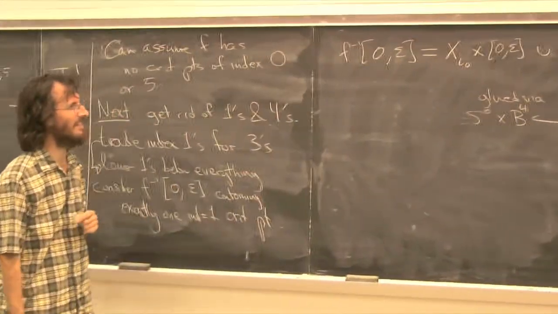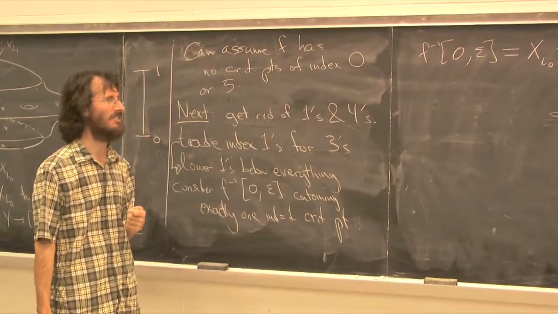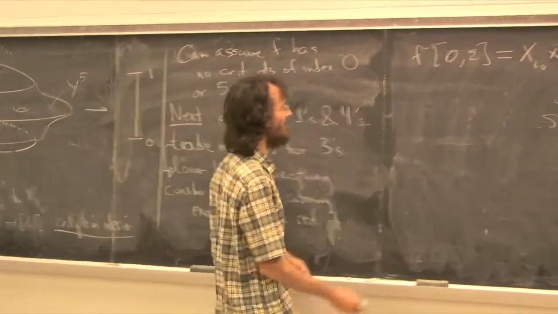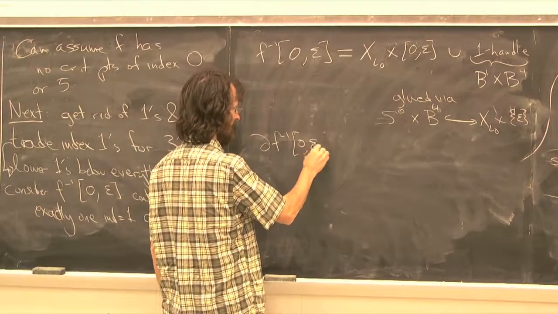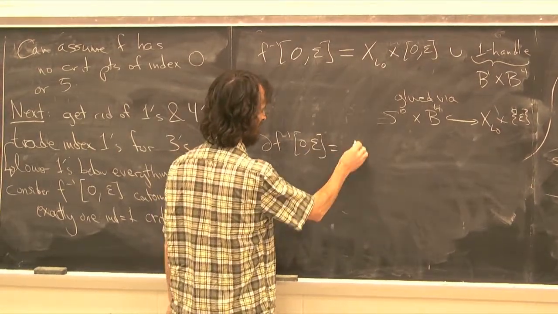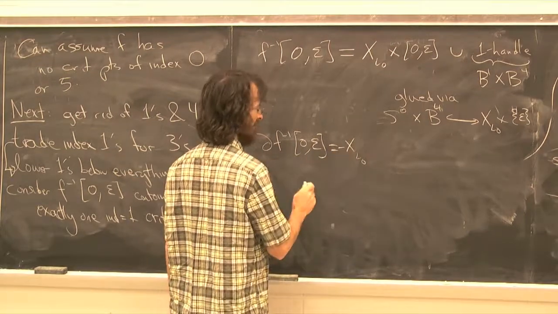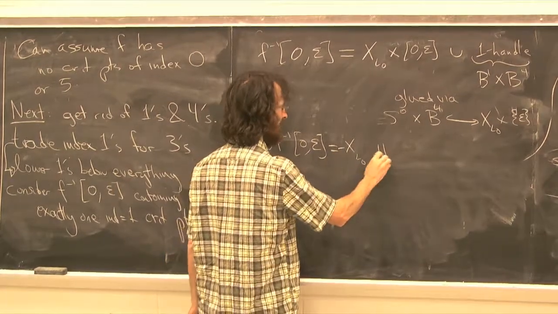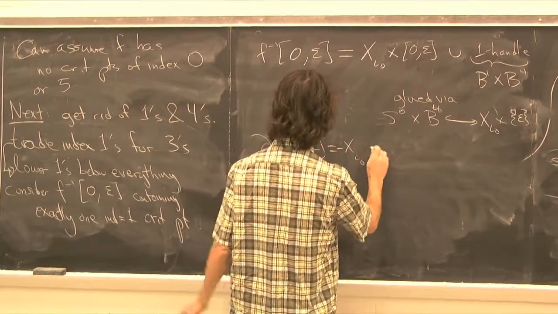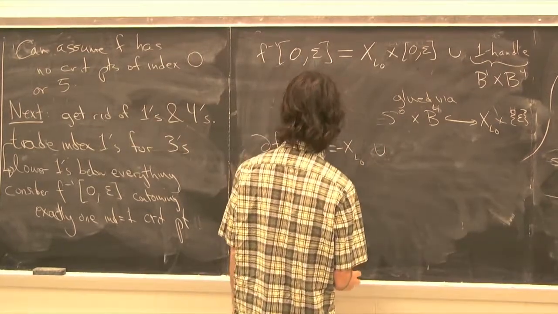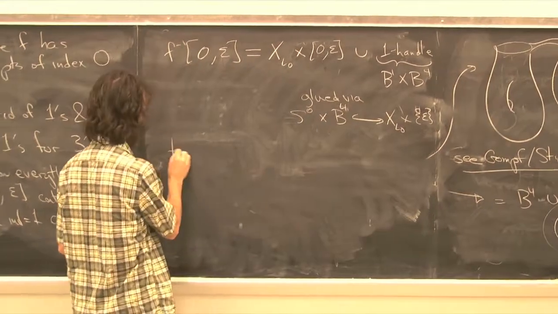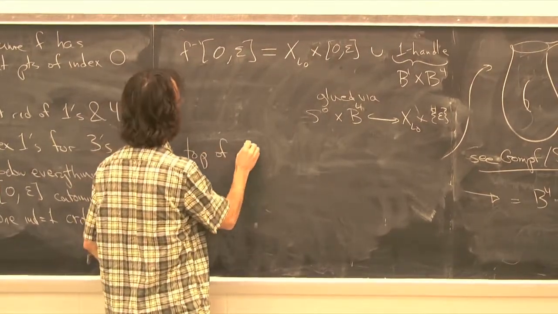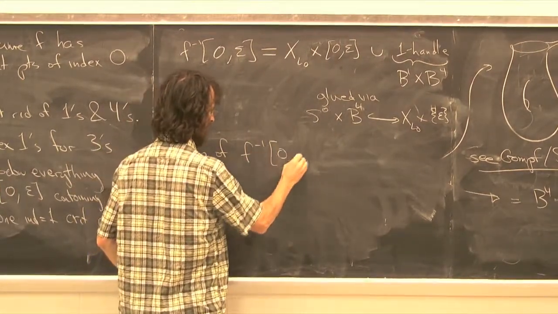So the question is now, how does that change the new boundary? Let's understand that. So the boundary of F inverse of [0, epsilon], of course, has 2 parts. The bottom boundary is minus XL0, disjoint union, because I've got the side. But the top part is the top of F inverse of [0, epsilon].